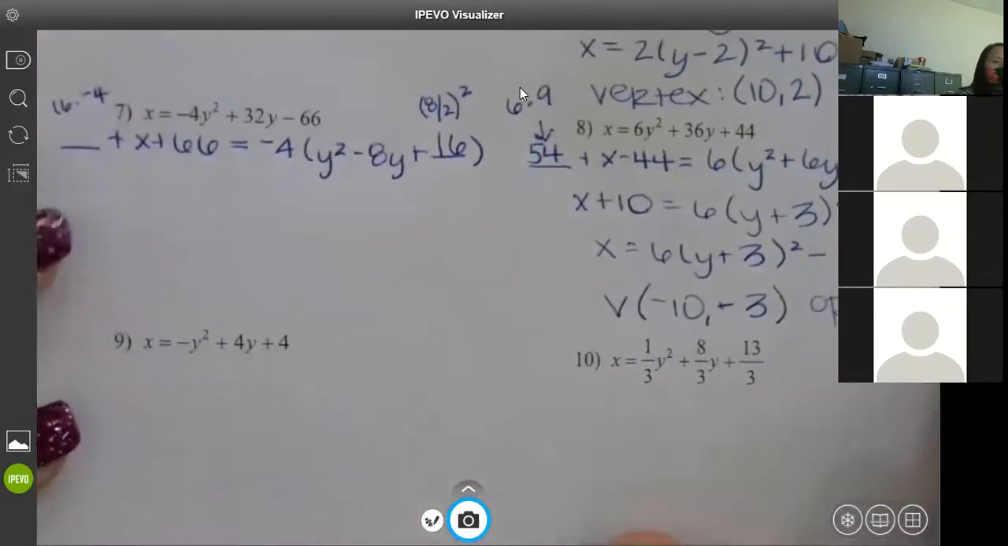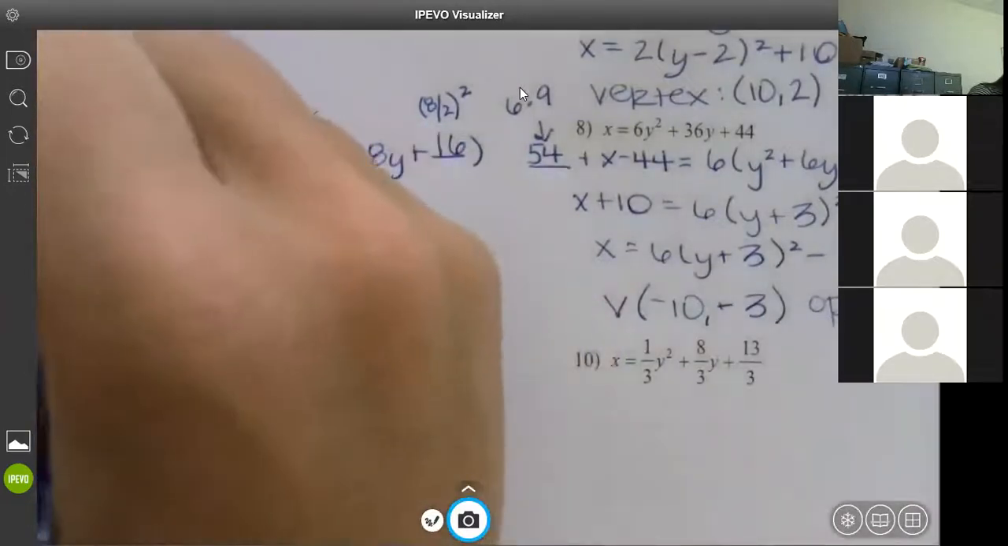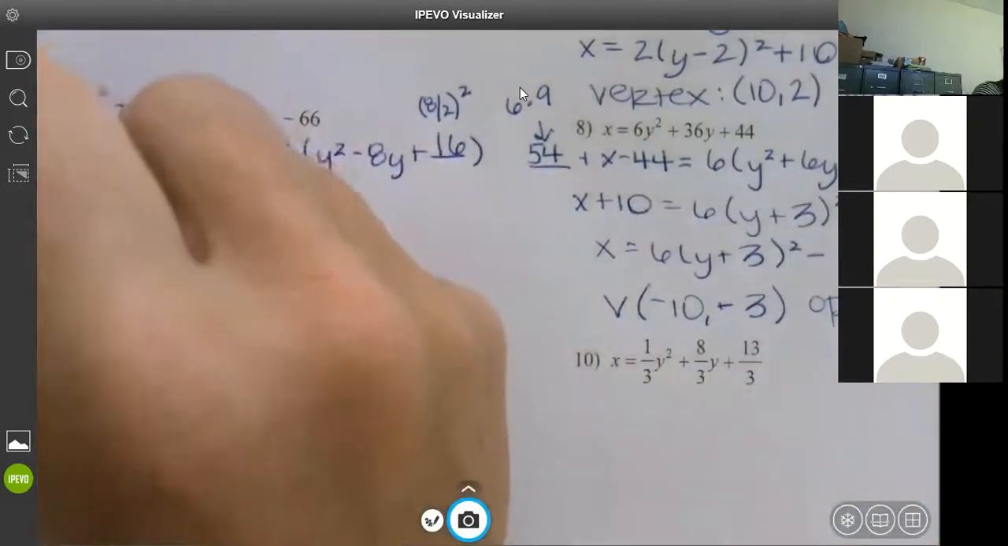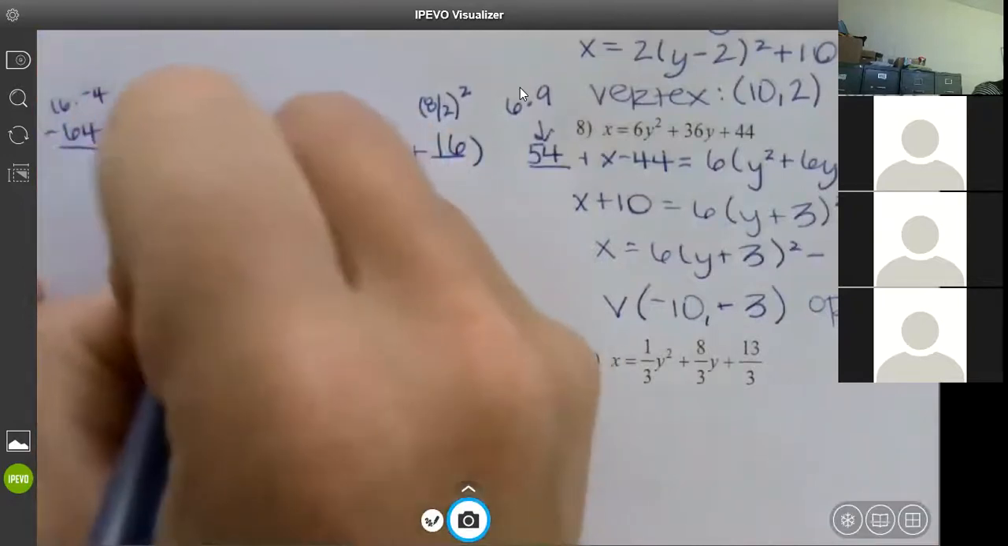Sorry, y'all can't see that. There we go, -64. And again, it should minimize it. If it doesn't minimize it a lot, then you probably did something wrong. So be careful. -64 plus 66. So we get x plus 2 equals -4.